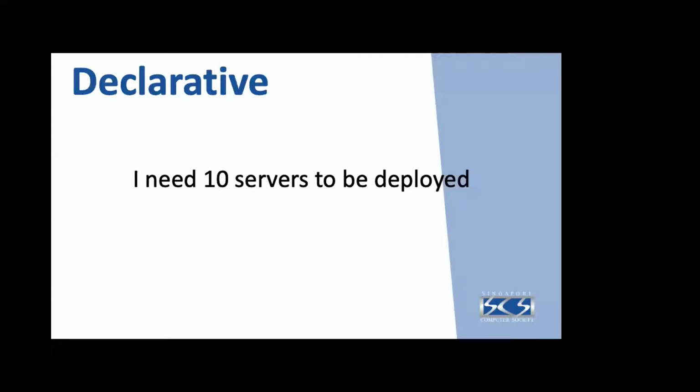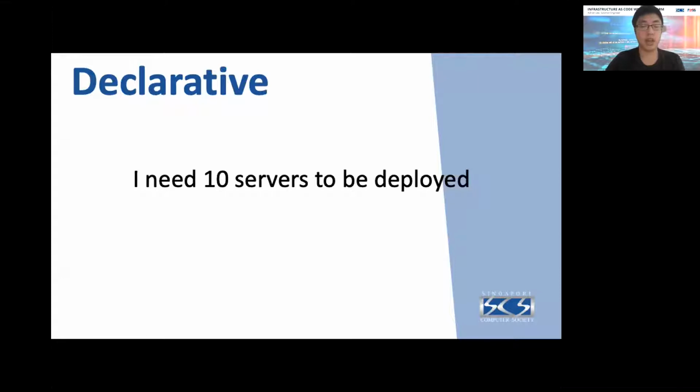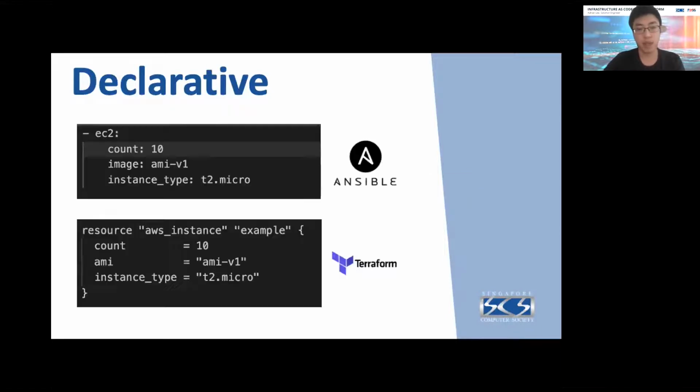We want to achieve infrastructure states currently, and gone are the days where we treat infrastructure as pets. We now treat them more like cattle rather than pets. What it means is, for example, right now I want to achieve the state of 10 servers deployed, be it on AWS, GCP, Azure, or on-prem. If I'm using Ansible, I can achieve it in this manner. For example, I can just put a count of 10 and put in the image and instance type.